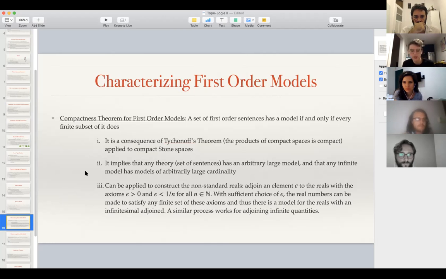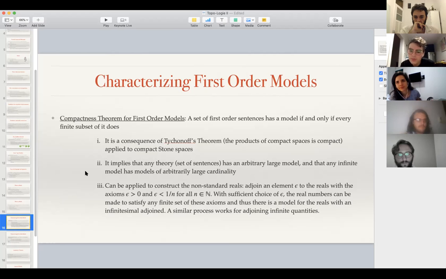So we can take the real numbers and adjoin an element, which we're going to call epsilon, because it can be small. We can also give the axioms: epsilon is greater than 0, that's one axiom, and epsilon is less than 1 over n for all n in the natural numbers. Well, that's infinitely many axioms, so we have infinity plus 1 axioms.